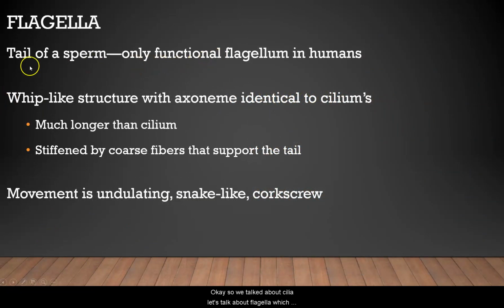Let's talk about flagella, which is like a tail. And one example of that is the tail of a sperm. And it's the only functional flagellum that you'll find in humans. We don't have other functional flagella in our cells. It's a whip-like structure with an axoneme identical to cilium, but it's much longer and it's stiffened by coarse fibers that support the tail. But instead of that power stroke, recovery stroke, this movement is more undulating and snake-like, like a corkscrew. Okay, so that's flagella.